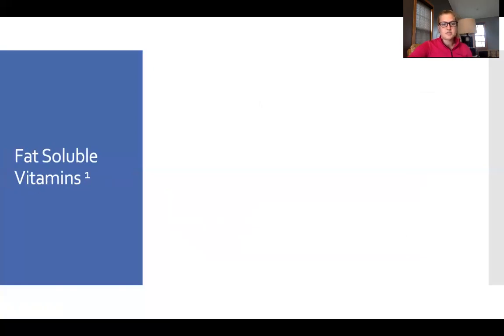So now going on to some fat-soluble vitamins. These are also carried by the lymph system. They do become problematic if limiting fat intake, because in order for these vitamins to absorb, they need fat. So if we're reducing the amount of fat that we have throughout the day, it's going to be really hard for these to be absorbed.